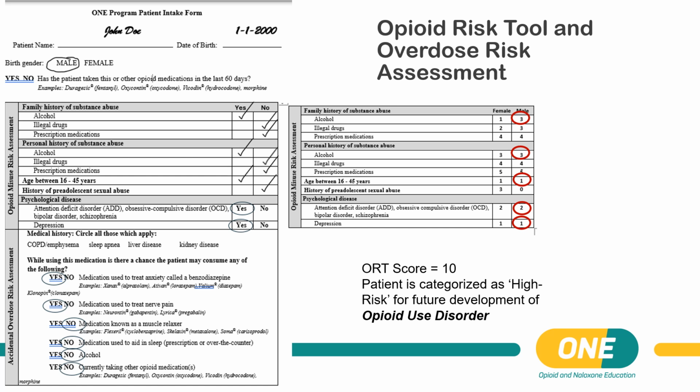So a score of 10 is greater than 8, and we know any score of 8 or greater is categorized as a high risk for development of opioid use disorder.